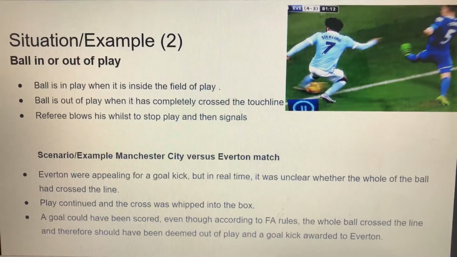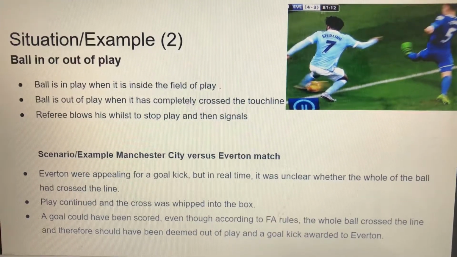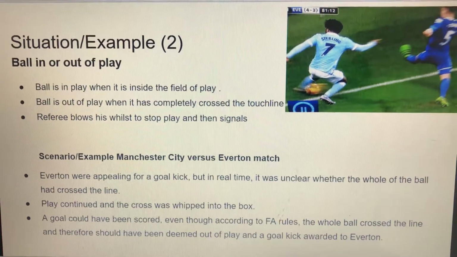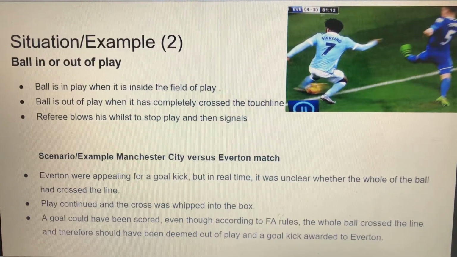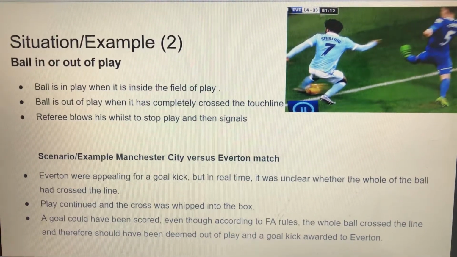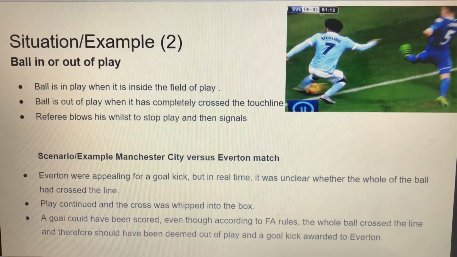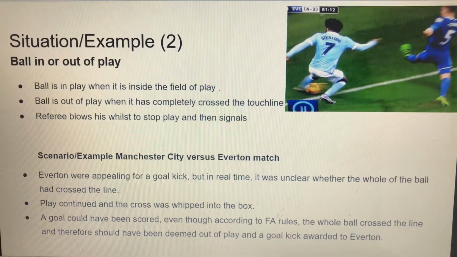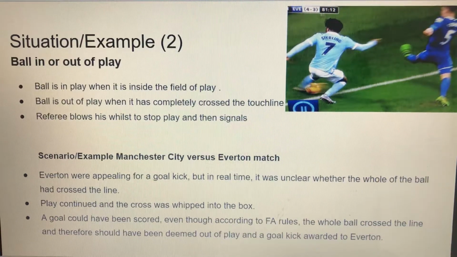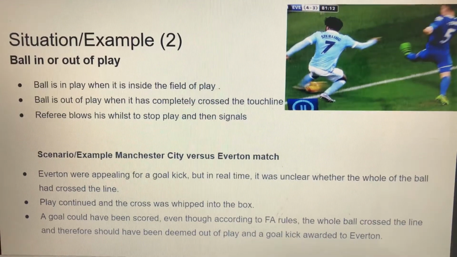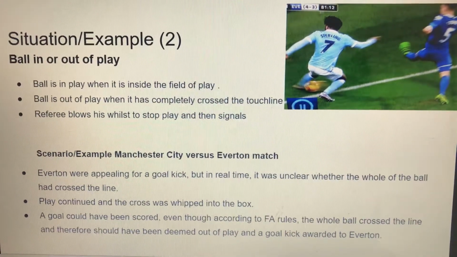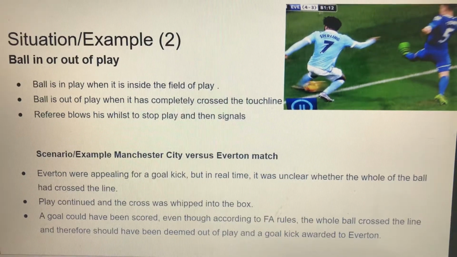A scenario for this would be, in the 81st minute in a game between Manchester City and Everton, the score in the second leg was 4-3 to City on aggregate. Everton were appealing for a goal kick, but in real time it was unclear whether the whole of the ball had crossed the line. If VAR was in operation 5 years ago, the decision wouldn't have been made correctly.